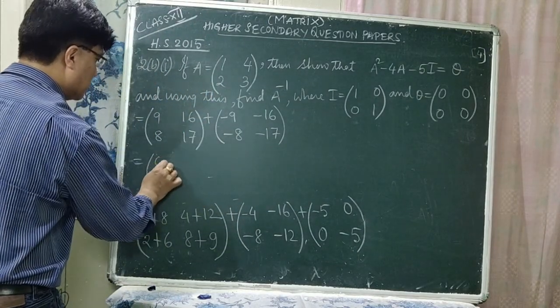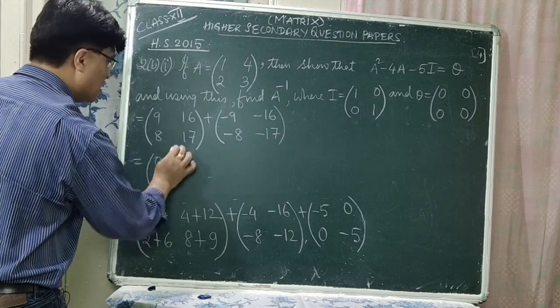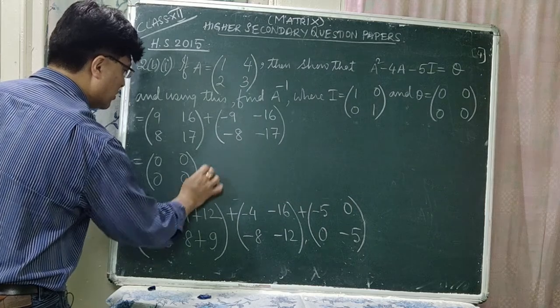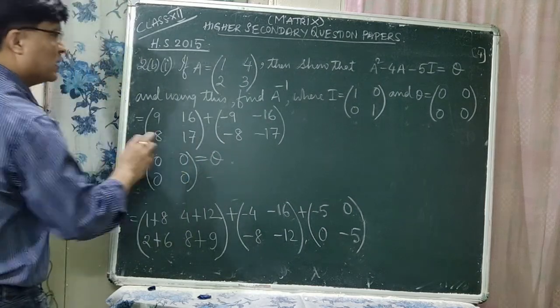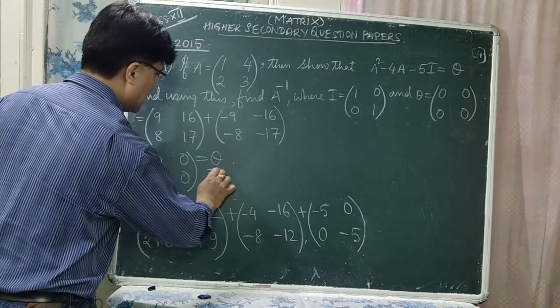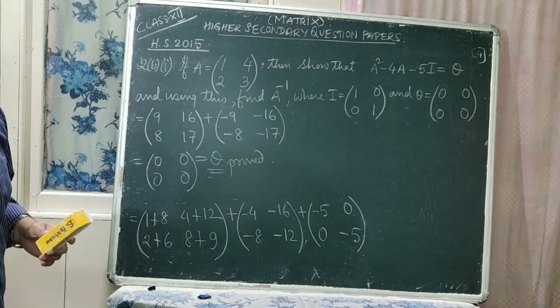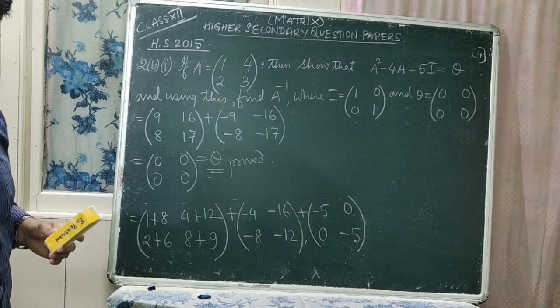9 minus 9 is 0, 16 minus 16 is 0, 8 minus 8 is 0, 17 minus 17 is also 0, which is equal to, by the question, theta. So we have proved the first part. So theta is proved. I think you have understood it.